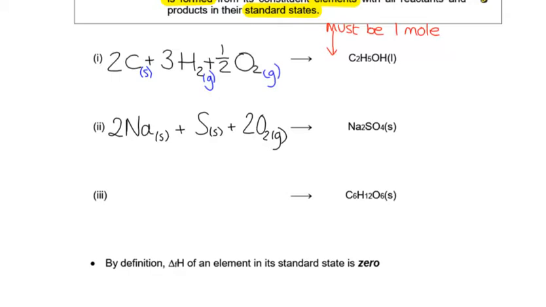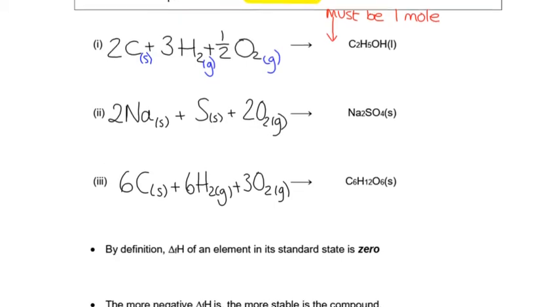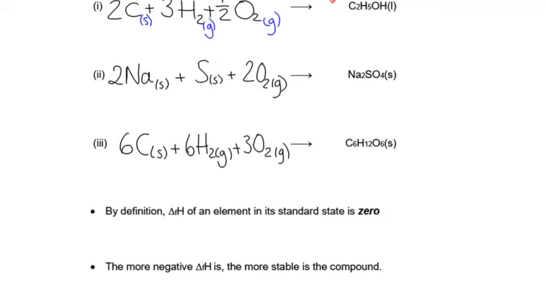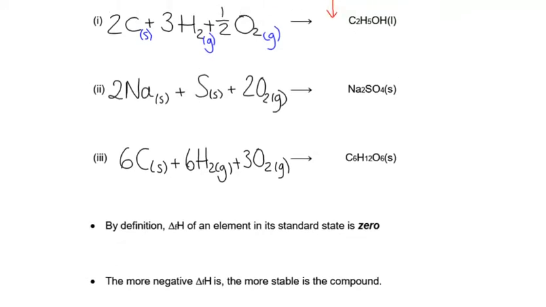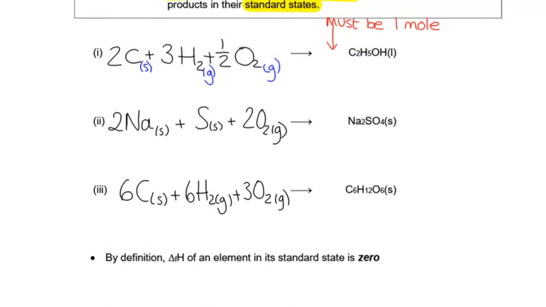And remember that only mercury and bromine are liquids, so most things are solids except for the gases that we know we've covered, which are gases. And then we've got our final one there, 6 carbon solids, 6 hydrogen gases and 3 oxygen gases to make glucose. By definition, we can measure these and we get a value in a table.